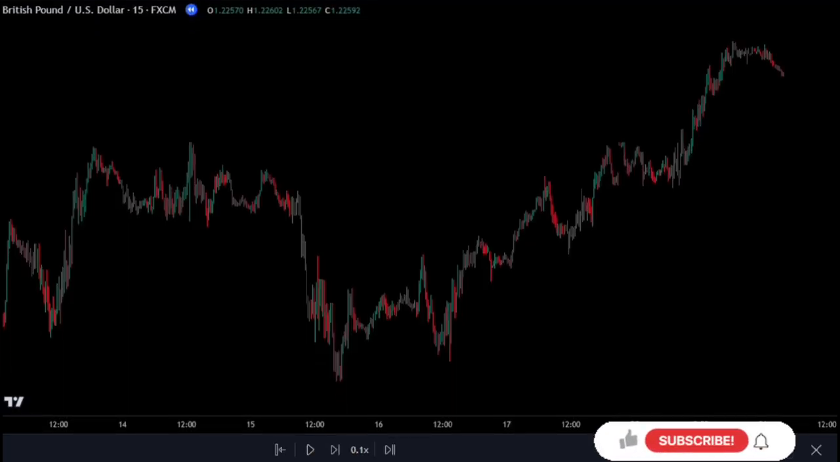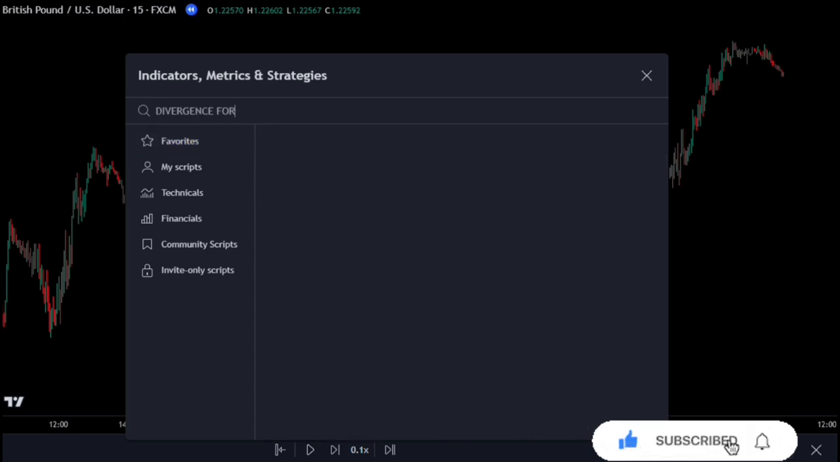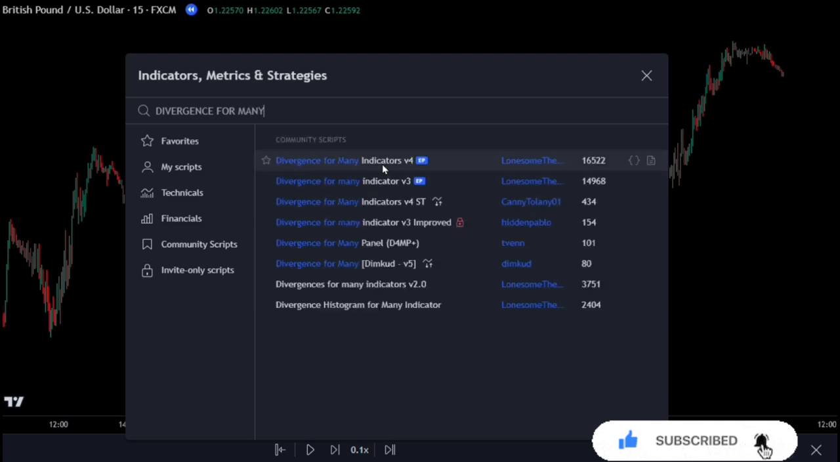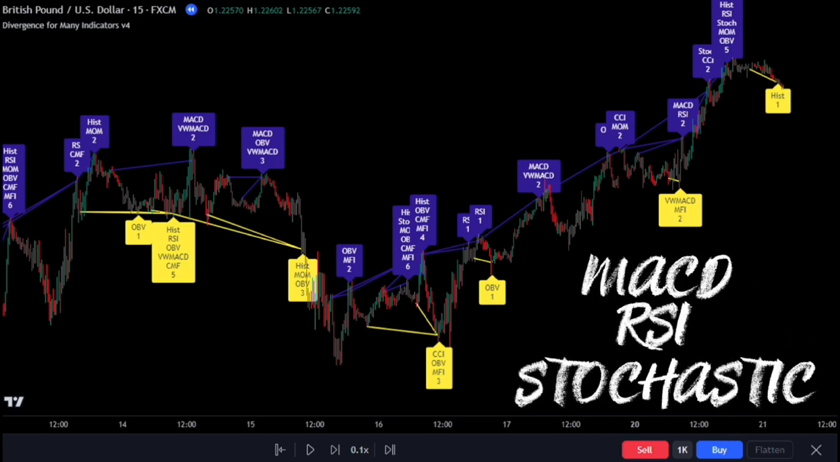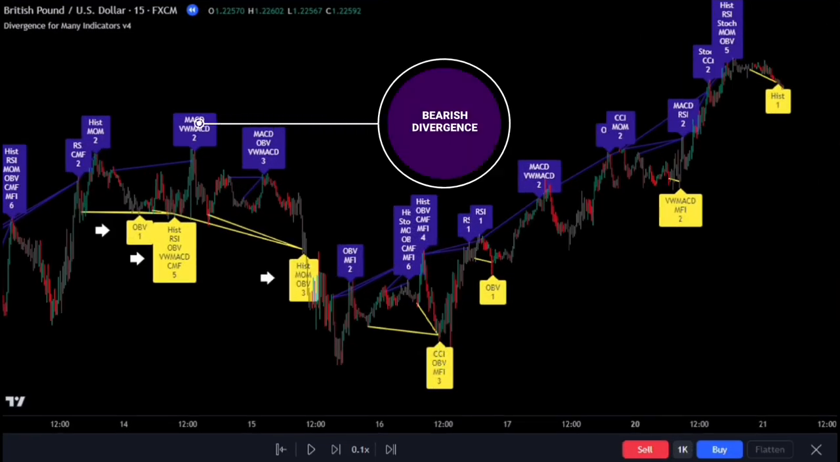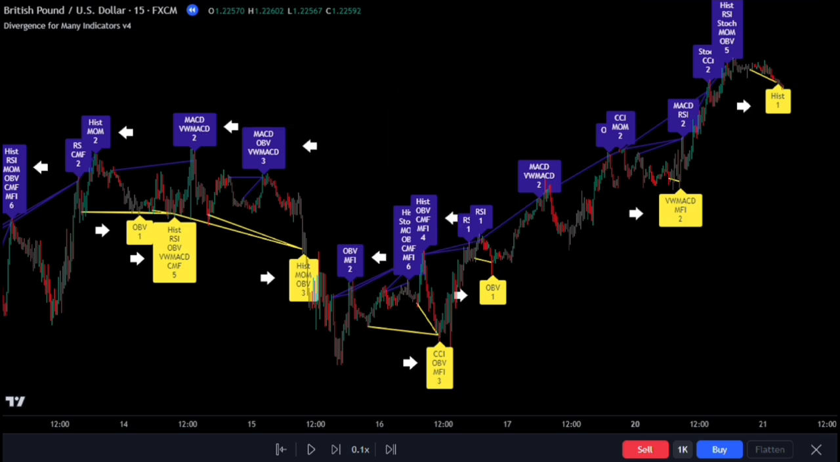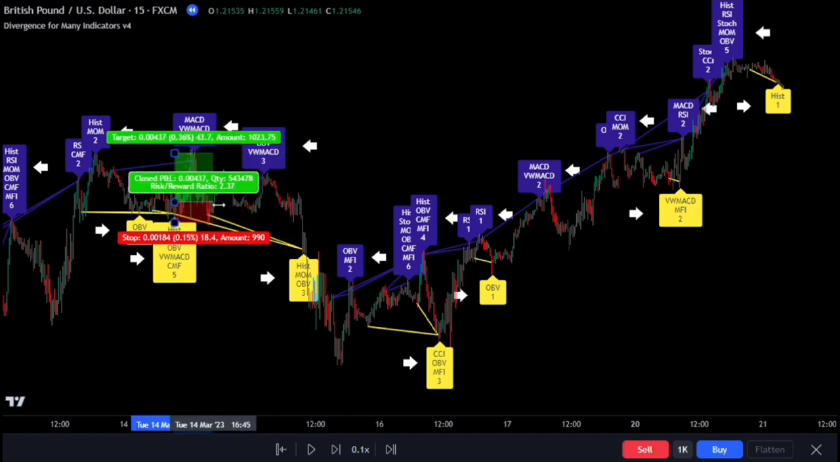To make the most out of this scalping trading strategy, you need to use the right indicators. One of the most important indicators is the Divergence for Many Indicators V4 by Lonesome the Blue. This tool checks every single candle for different divergences on various indicators, such as MACD, RSI, and Stochastic. Whenever the indicator spots a bullish or bearish divergence, a label is printed on the chart, indicating a strong signal. The more indicators it found divergences on, the stronger the signal.